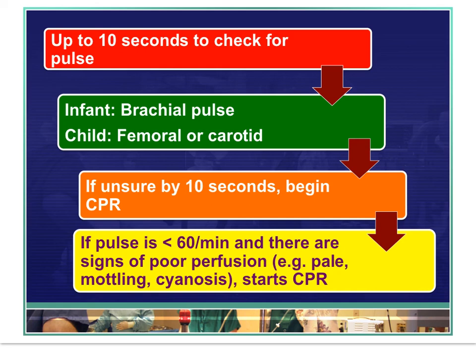For the infant, we can check for the brachial pulse. For an older child, you can check the femoral as well as the carotid. If you're unsure by 10 seconds, for the benefit of the doubt, you start CPR for the child. And if the pulse is less than 60 with poor tissue perfusion, pale, mottled skin, cyanosis, then of course you begin CPR, as I mentioned, because for pediatric patients the cardiac output is very much dependent on the heart rate.